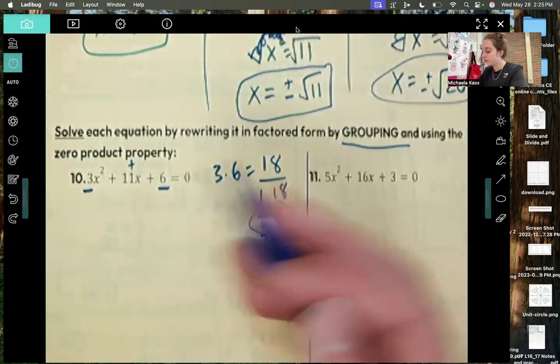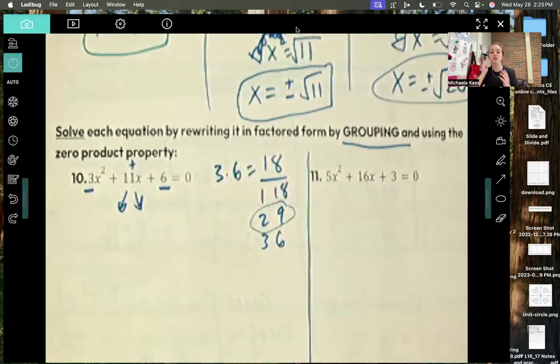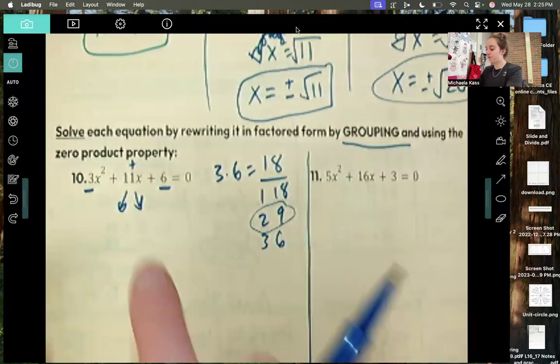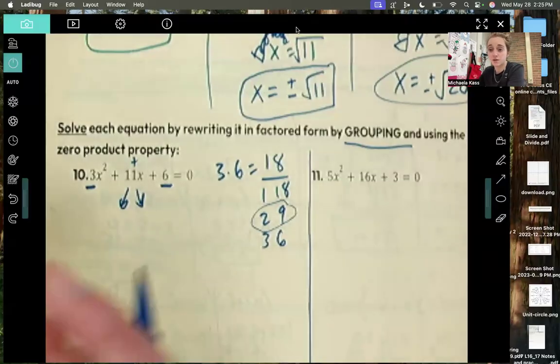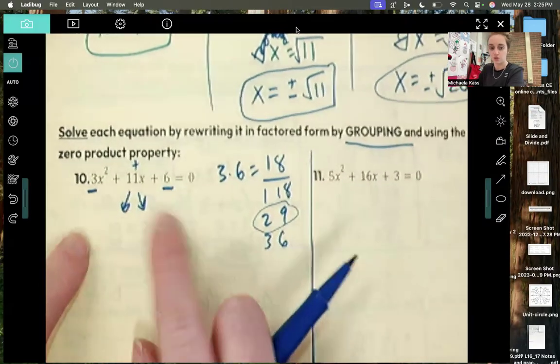Now we're going to split the 11x apart. So that way we can have a total of 4 terms. That allows us to group, right? 2 pairs. So to figure out what number goes first, it doesn't matter. You can split this to have the 2 first and then the 9, or the 9 and the 2.